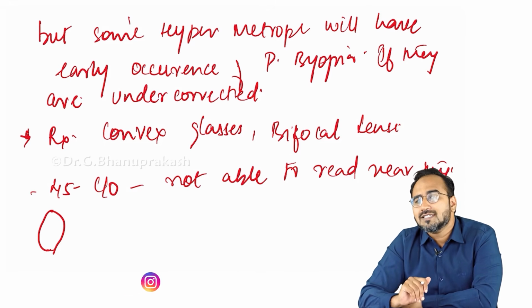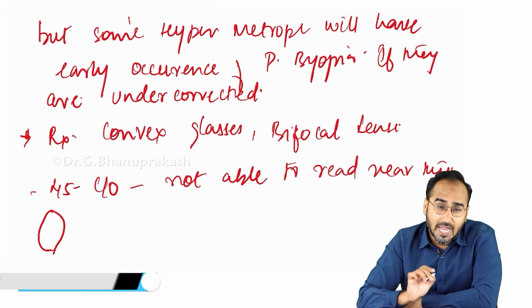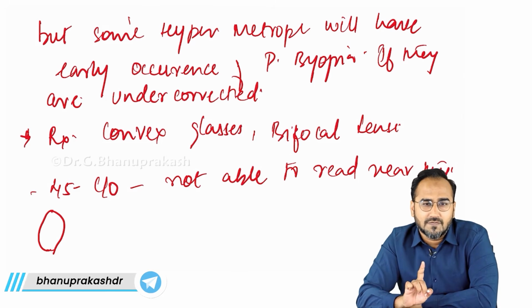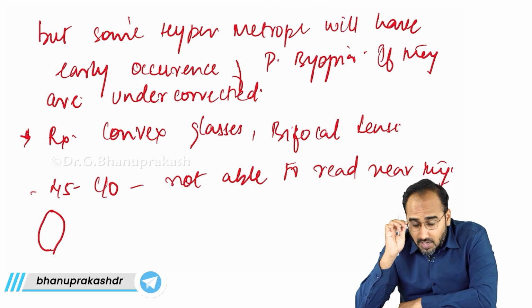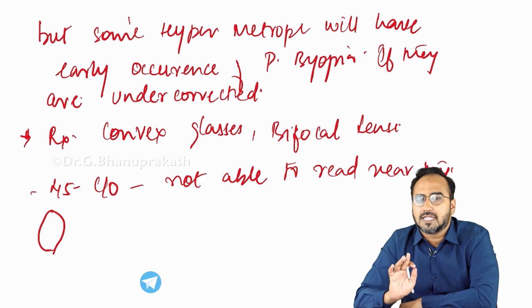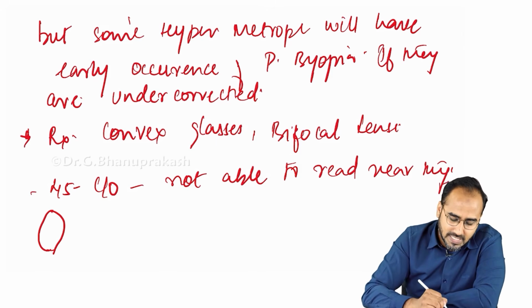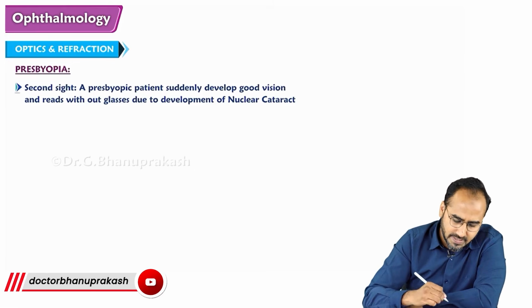But why did he develop this good, normal vision? Remember, if any patient after the age of 45 comes to you and says, doctor, without the convex glasses also I am able to read the things properly, that means there is an alarming sign. What alarming sign? This patient might have developed nuclear cataract.